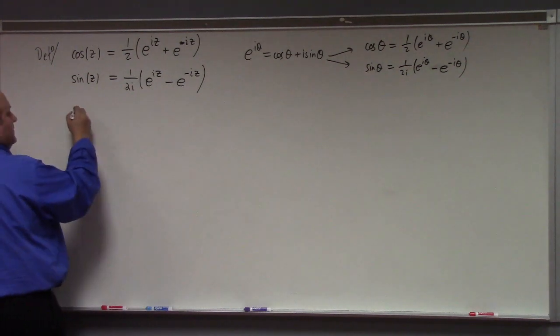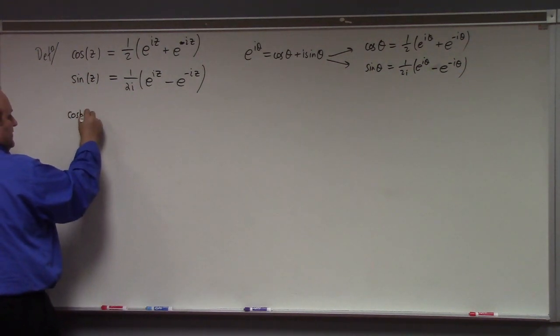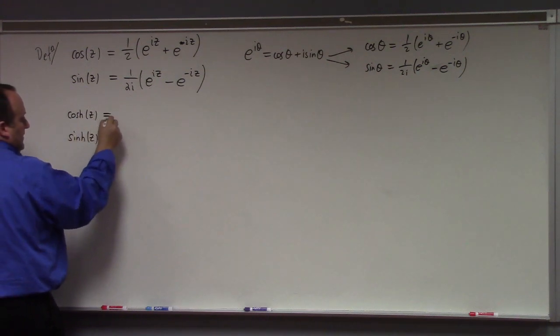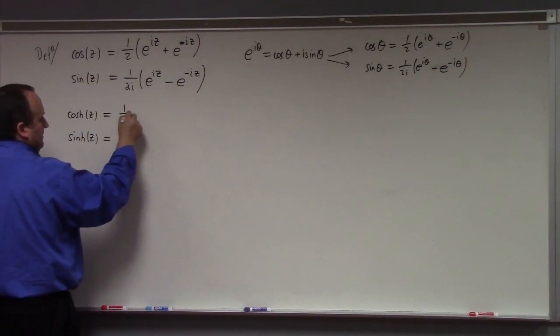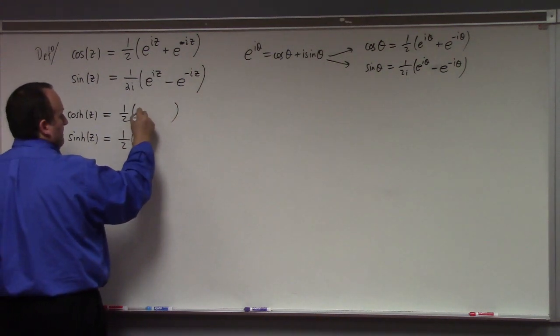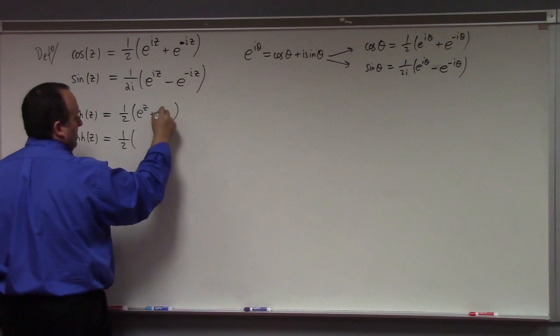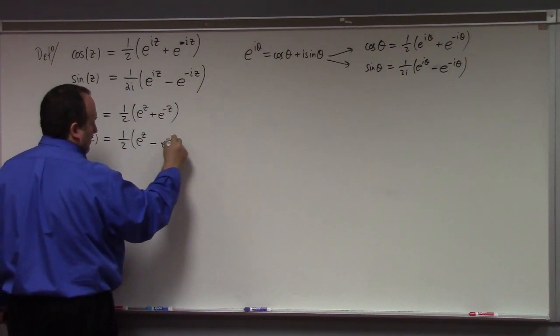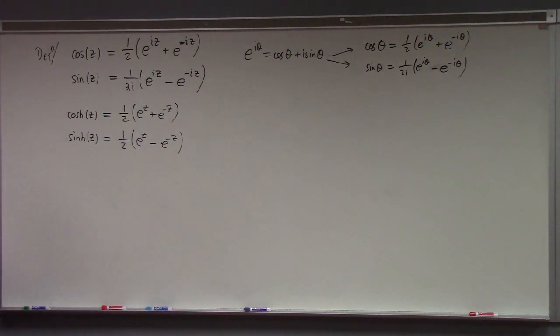So that's the definition for now. We can also talk about hyperbolic cosine and hyperbolic sine. And it's the same formulas, but without the i, right? So what does that mean about the relation of cosine and cosh and sine and sinh? Are they related? Check this out.